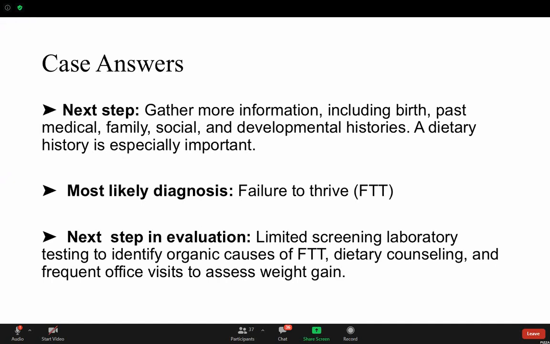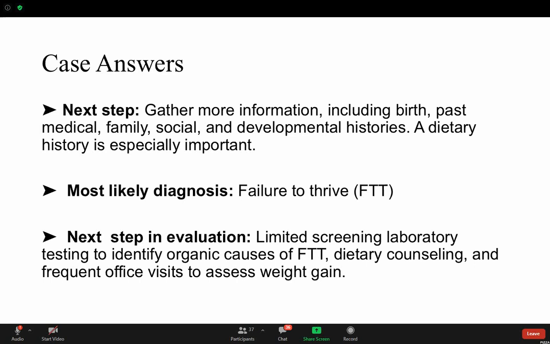Most likely diagnosis طبعا ما ممكن نعتبر انه الفيلير تو ثرايف it's not a final diagnosis, بس ك initial diagnosis you could use it as an initial diagnosis. But you should know why. But you can say failure to thrive because of this. Okay. Next step in evaluation, you need to do some screening laboratory. يعتمد على your assessment. المعلومات اللي قاعد تاخذها من ال history or physical examination.